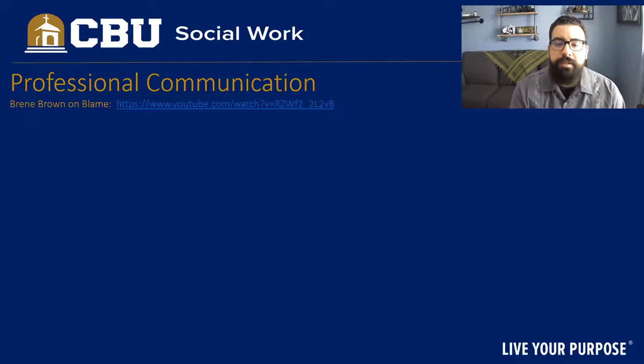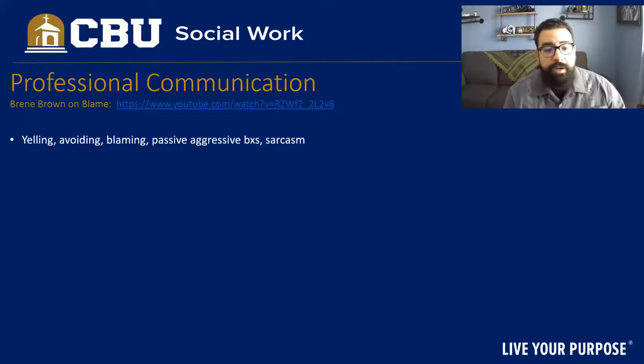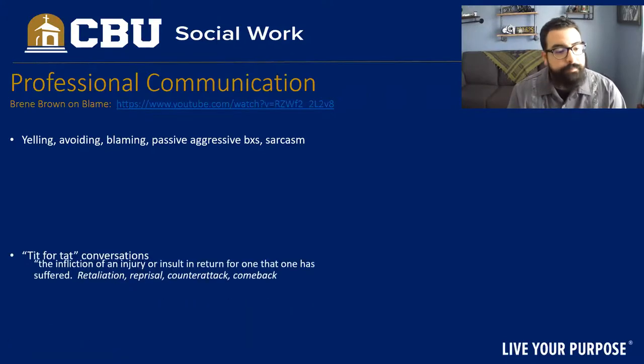Now, what's important to understand is I've seen blame manifest itself in our communication as social workers. Let me give you some examples. When we start to yell, avoid, blame, or become passive aggressive, all right, this is blame emerging from this lack of vulnerability that we're experiencing as social workers. I've also seen sarcasm to be funny. I like being sarcastic, but there's sarcasm that goes to avoid vulnerability, to avoid accountability. When sarcasm becomes toxic, all right, that can become harmful in our relationships with our coworkers, with our clients, and within our personal lives, right?